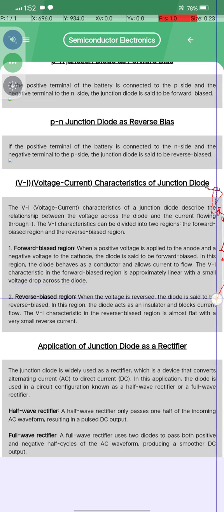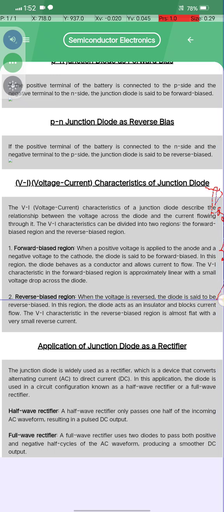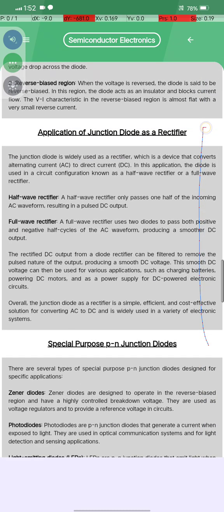What is the reverse biased region? When the voltage is reversed, the diode is said to be reverse biased, and in this region the diode acts as an insulator and blocks current. The voltage-current characteristic in the reverse biased region is almost flat, with a very small reverse current.